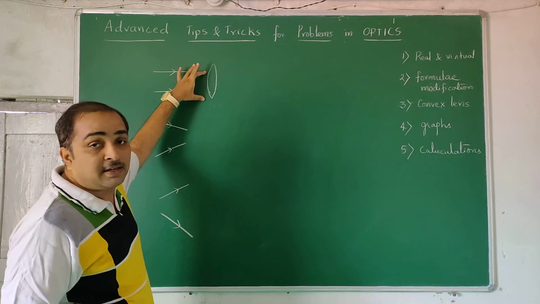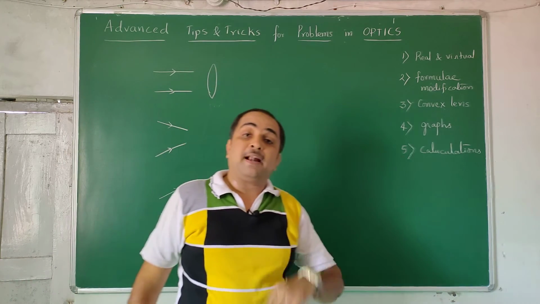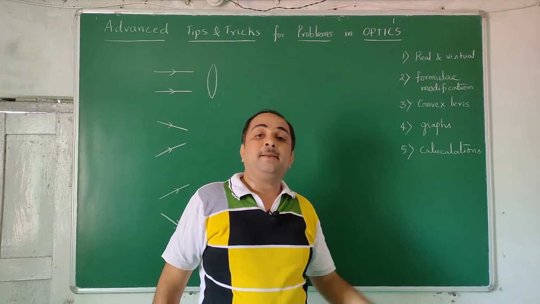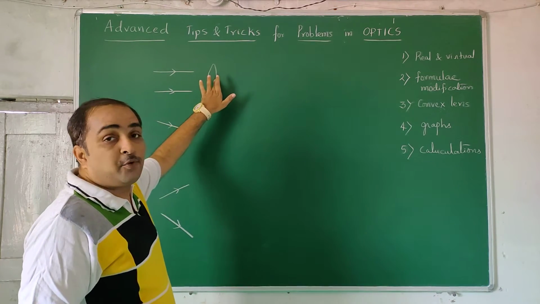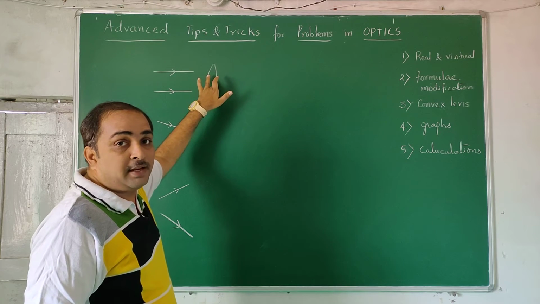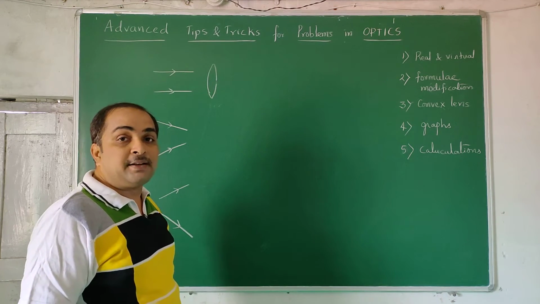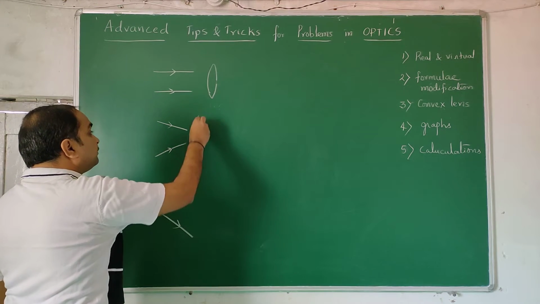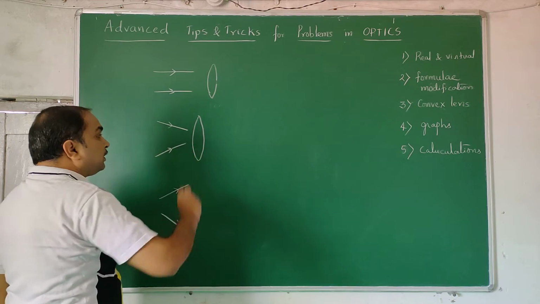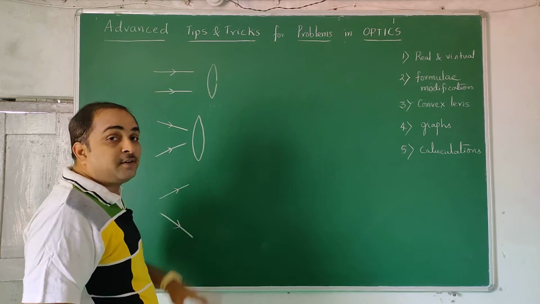Incident rays we generally take as coming from the object. Reflected or refracted rays we will talk about regarding image formation. So incident rays are coming like this, parallel before meeting the lens. Then we say the object is at infinity. If the rays are coming like this to the lens, they are going to converge but have not yet converged.